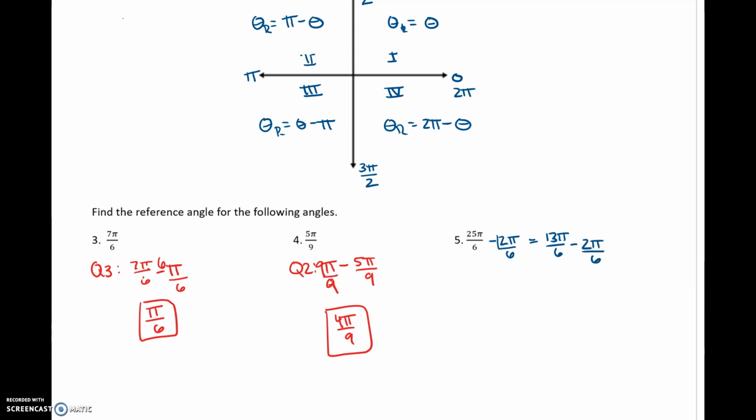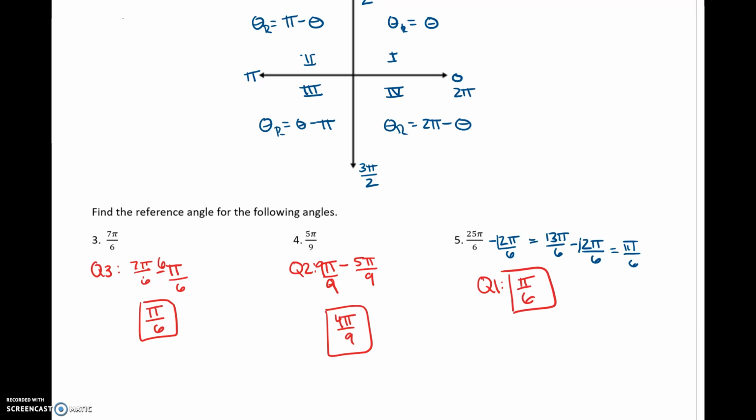Again, I'm going to get a common denominator, so that becomes a 6. The top is going to become a 12, so I get pi over 6. Well, 1/6 is less than 1/2, so that means I'm going to be in quadrant 1. Well, if I come up here and look, quadrant 1 is simply the angle, so my reference angle is simply going to be pi over 6.